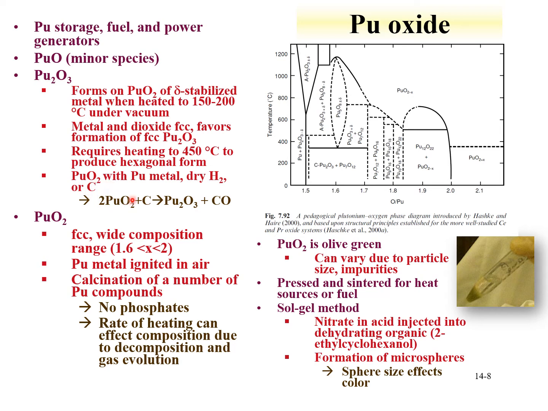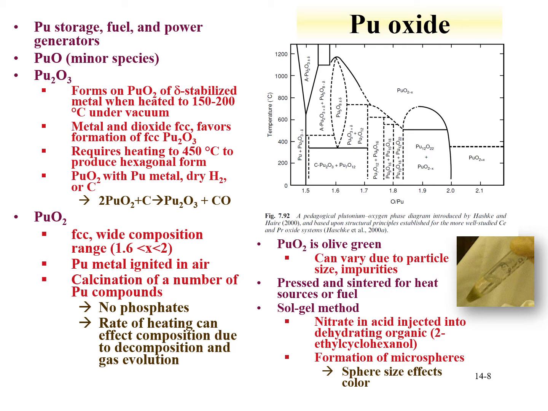There's a way of producing the Pu2O3 by treating the plutonium dioxide with carbon, producing carbon monoxide and reducing the plutonium from the 4 to the 3. The dioxide has a wide composition range where it's face-centered cubic. You can produce this from oxidation of plutonium metal.